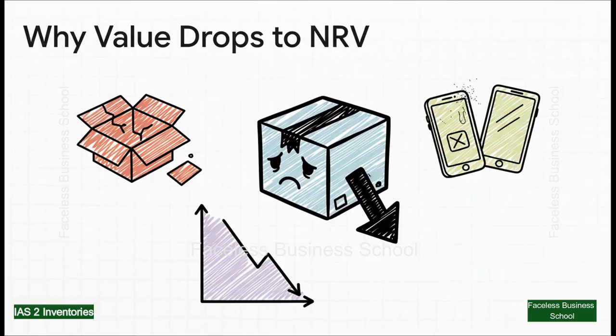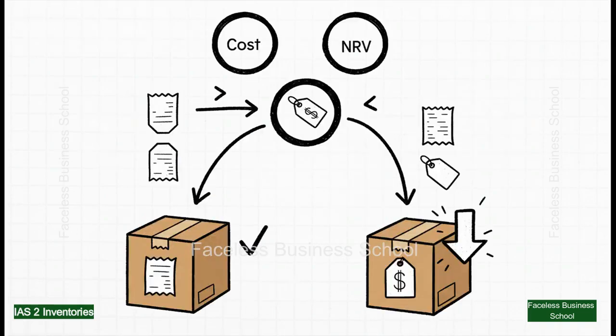So what could possibly happen to make that value drop? Oh, just real life happening. Maybe the goods got damaged in the warehouse. Maybe they become obsolete, like last year's iPhone model. Or maybe the market has changed and selling prices have just tanked. These are the kinds of triggers that force a company to do that comparison between cost and this new lower NRV.